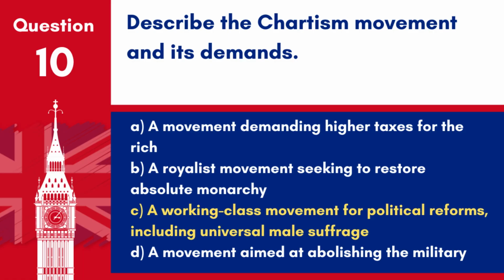Answer C. A working-class movement for political reforms, including universal male suffrage. Chartism was a significant socio-political movement from 1838 to 1857, pressing for democratic reforms in Britain, most notably the People's Charter, which demanded universal male suffrage and other parliamentary reforms.